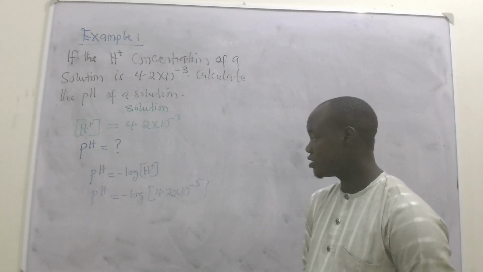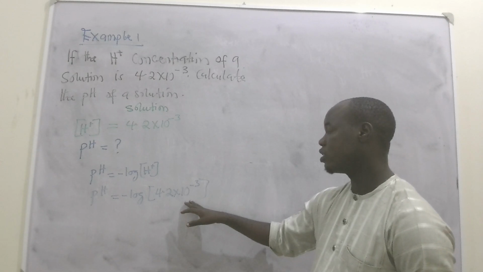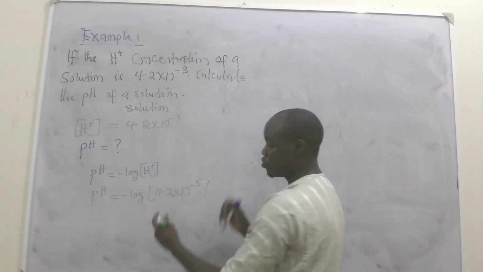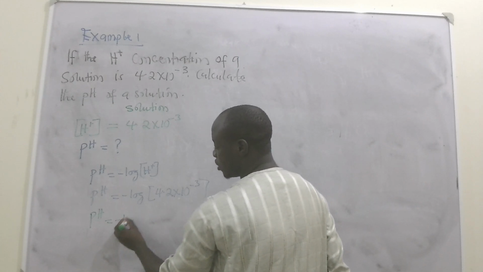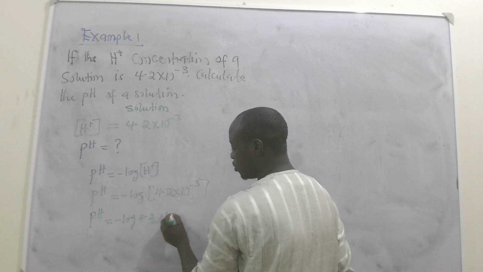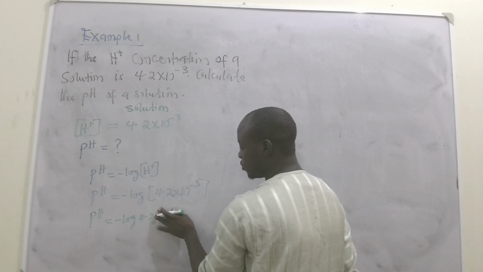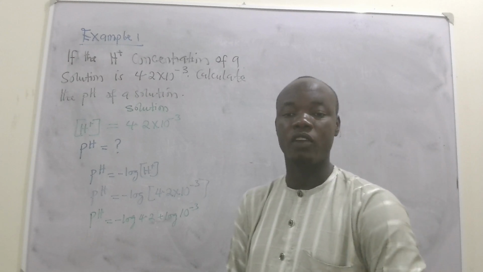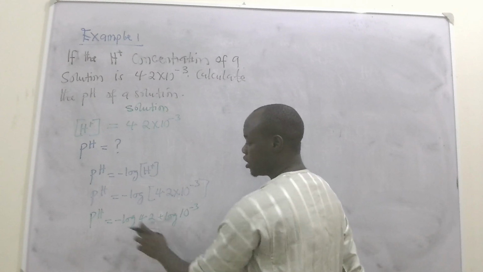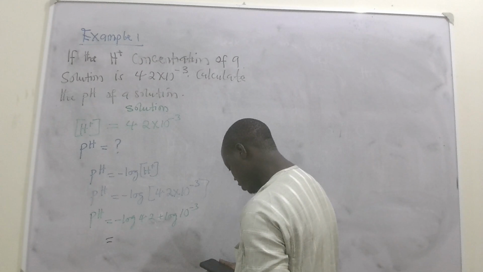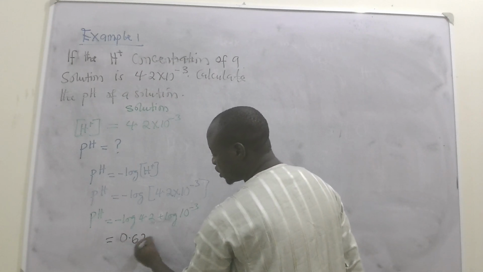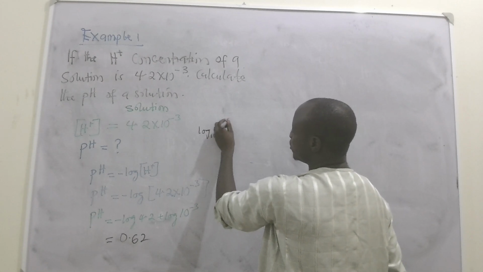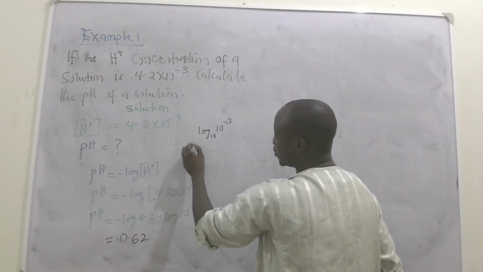Of course, remember, according to the law of indices, we can break this into two. So we can now say pH is equal to minus log of 4.2 plus log of 10 to the power minus 3. Now the log of 4.2 is going to give us 0.62. And of course this one is minus. According to the law of logarithms, we have log of 10 to the power minus 3 base 10.